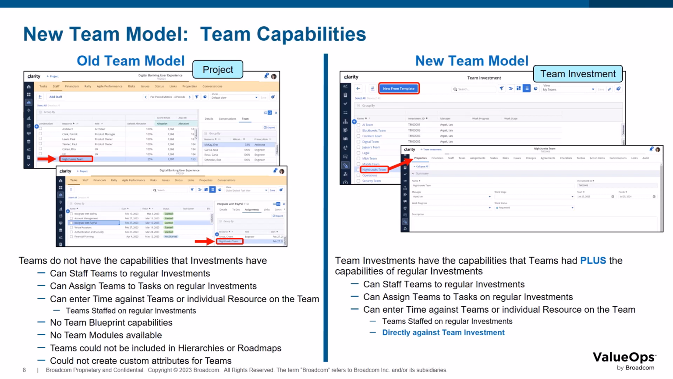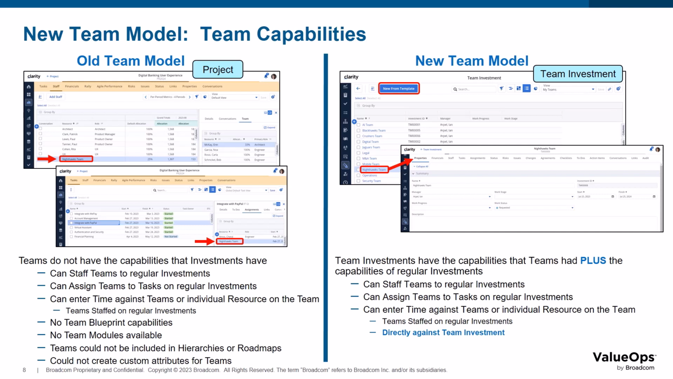Now, because teams were not investments and do not have the same capabilities before upgrade, they didn't have any capability for blueprint, any modules, you couldn't include them in hierarchies, you couldn't add them to roadmaps, and you couldn't create any custom attributes for them. Under the new model, team investments have the same capabilities that the old teams had in the past, plus they have the capabilities of regular investments.